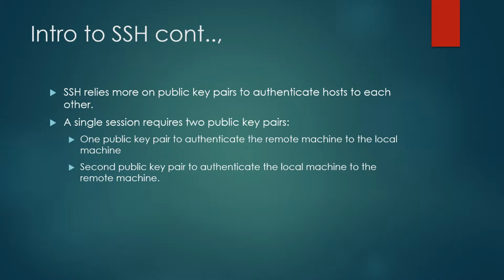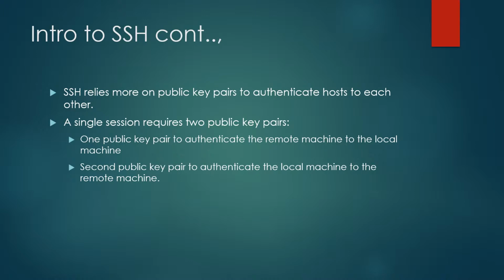SSH relies more often on public key pairs to authenticate hosts to each other. Individual users must still use their user ID and password or any other authentication method to connect to the remote host itself, but the local machine and the remote machine authenticate separately to each other. This is accomplished by generating a unique public key pair for each host in the communication. A single session requires two public key pairs, one public key pair to authenticate the remote machine to the local machine, and a second public key pair to authenticate the local machine to the remote machine.